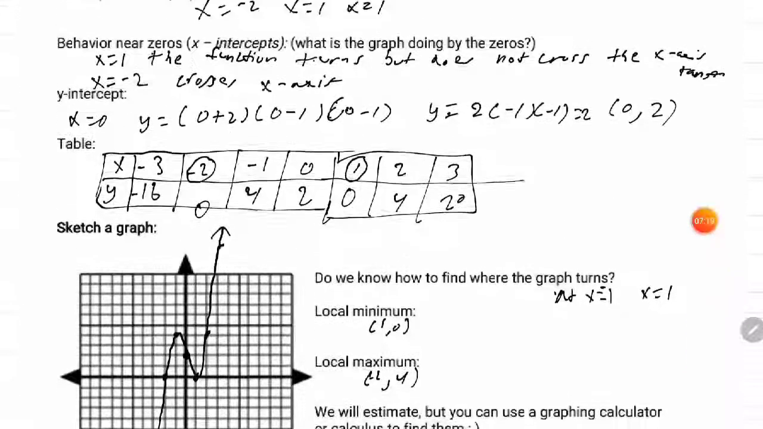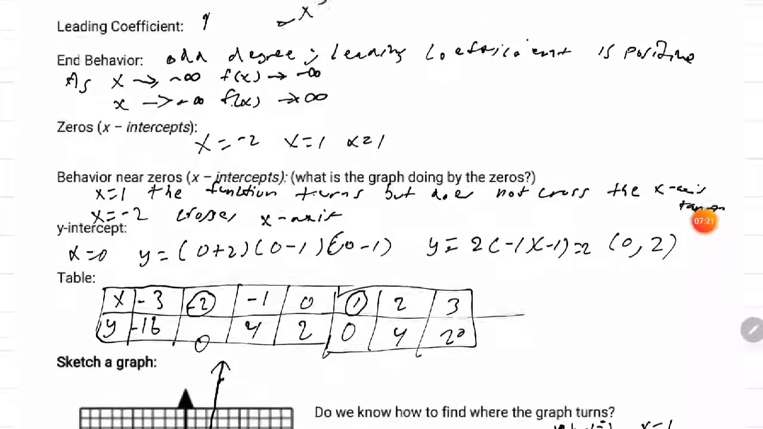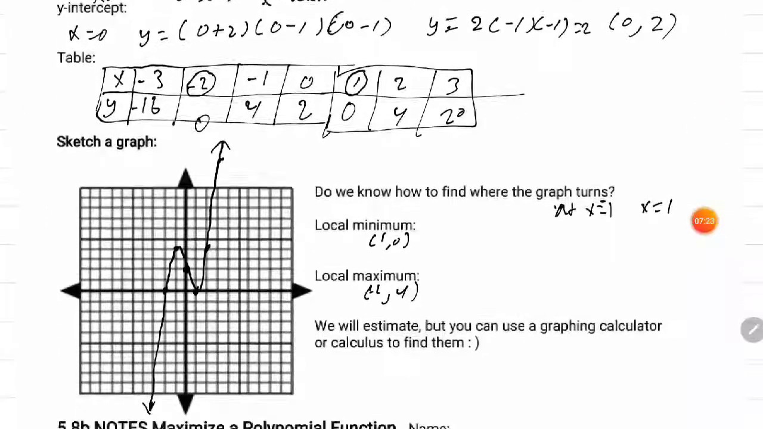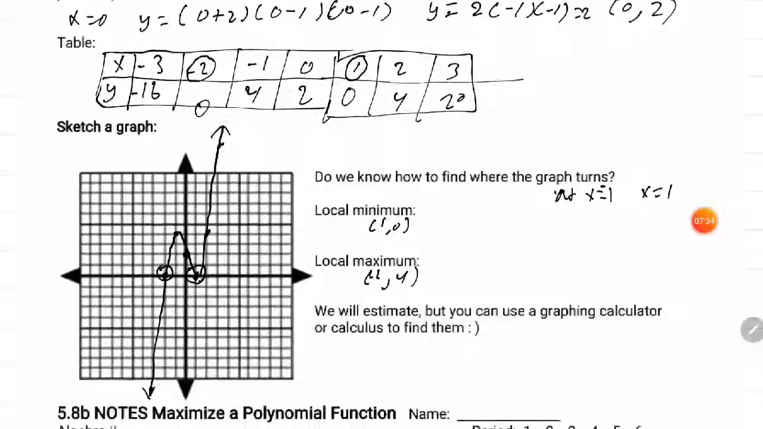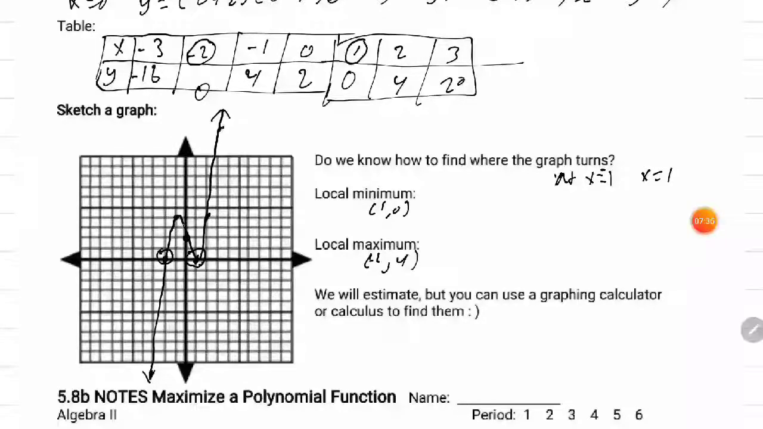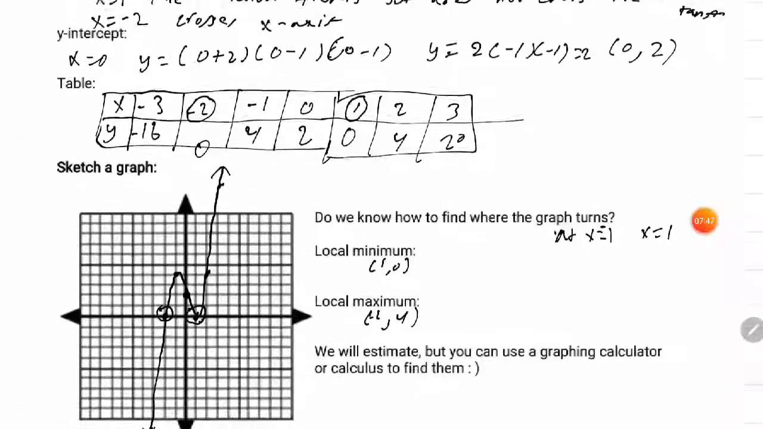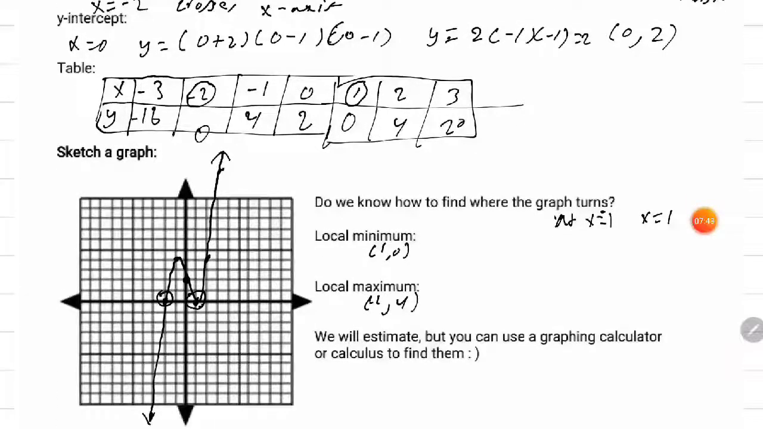Okay, so let's review this graph once again. So our zeros are at -2 and 1. So here and here. So because our 1 appears twice, notice how the graph touches 0 at x equals 1 and then it goes back up. So it's tangent. Versus at x equals -2, it just goes straight through the x-axis.